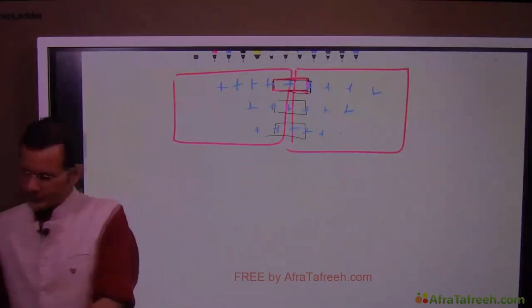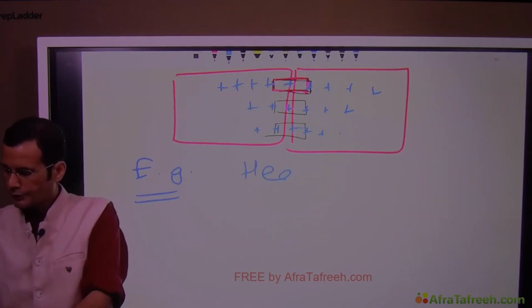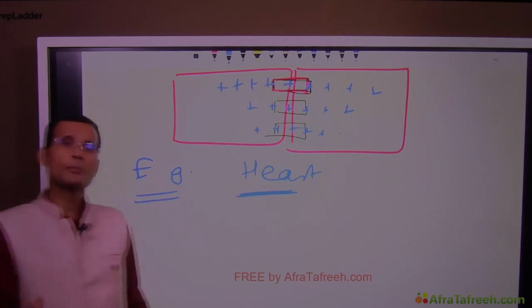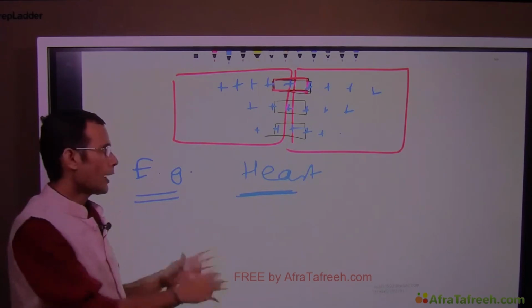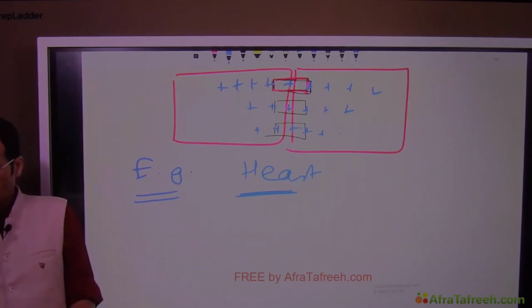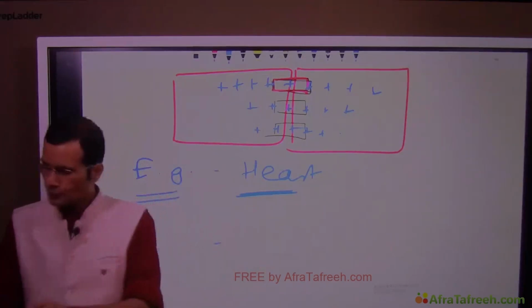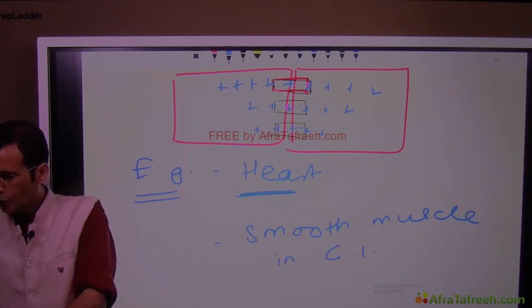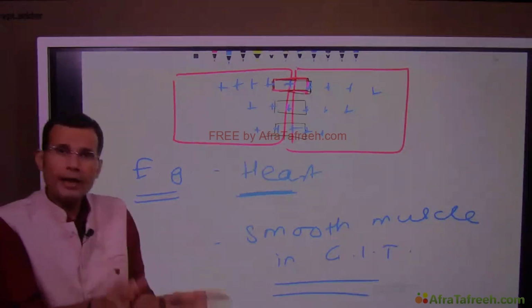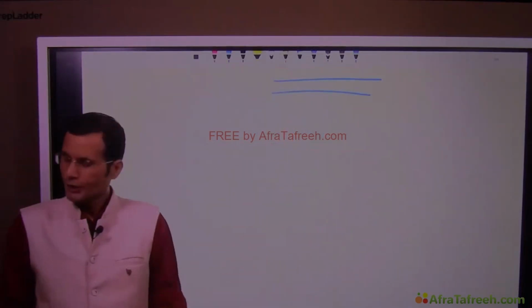Now, first let's see the example. Where do you find these? Heart. Yes, very prominent example. You must always remember now that the myocardial cells are connected by the gap junctions. And that's one prominent example. Okay, smooth muscle in the wall of the gut, smooth muscle in the wall of the GIT. Those smooth muscle cells are connected by the gap junctions. Now, an additional point here.